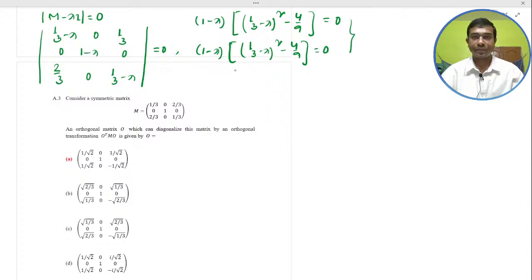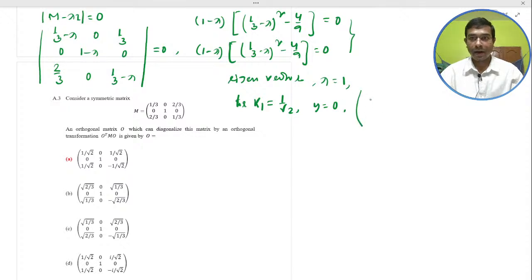These are two equations. So the eigenvector for lambda equal to 1, that is for k equal to 1, for k1 you would get 1 by root 2, y equal to 0, and 1 by root 2, 0, 1 by root 2. And for k1 equal to 0, you would get the value of y, that plus 1 into 0, 1, 0.